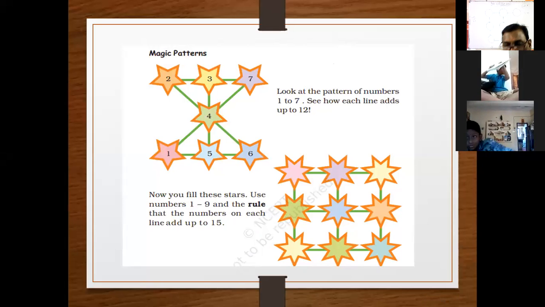Take the numbers so that there should be no repetitions. That care has to be taken. There can be many answers. There may not be a unique answer. You have to take numbers. See that the total should be 15 and there should be no repetitions also.